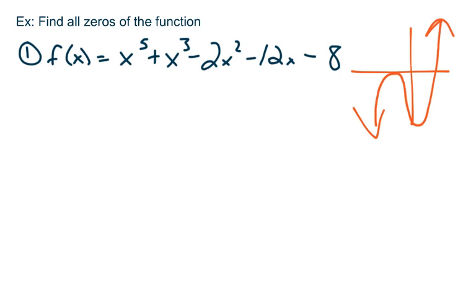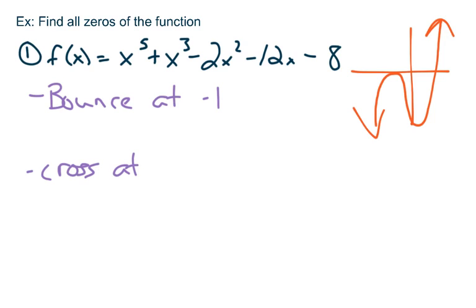So what this tells me is that it looks like we have a bounce at -1, and it also looks like it crosses at, let's see, if I look at the calculator again, the x value of 2. If you remember from section 5, if the graph bounces here, that means that solution occurs an even number of times.